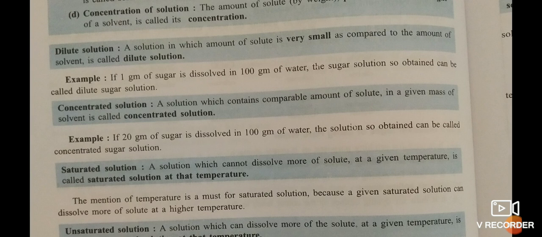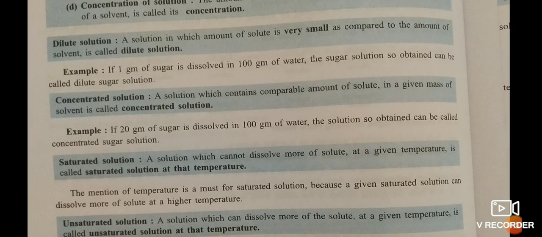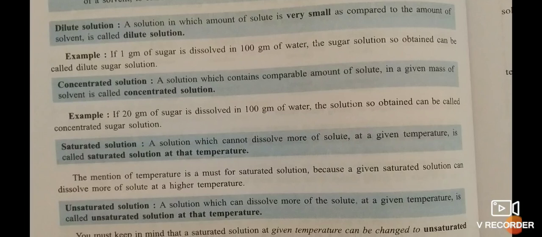In simple words, a solution which cannot dissolve more of solute at a given temperature is called a saturated solution at that temperature. If we have seen the sweet makers, they prepare the sugar syrup by the same thing. What they do is they keep on adding sugar in water until it stops dissolving. Once it stops dissolving, they heat the mixture or the syrup so that more sugar can be added to it.